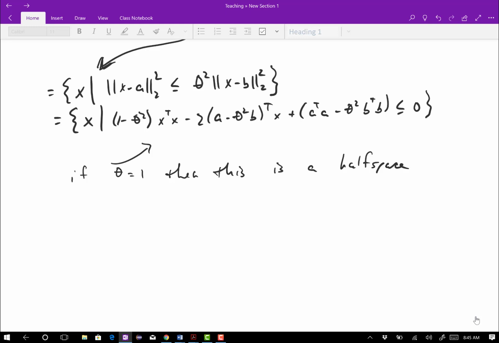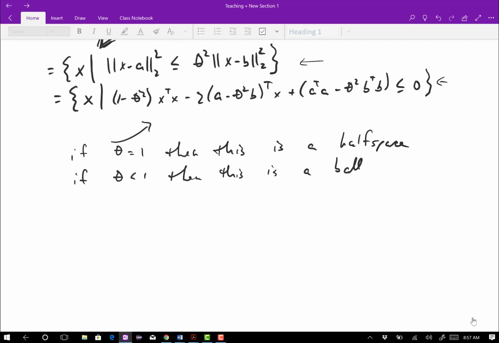And if theta is less than 1, then it's a ball. And of course, in both cases, it's convex. Okay, it may not be obvious how we got from here to here, so let's just walk through that real quick.